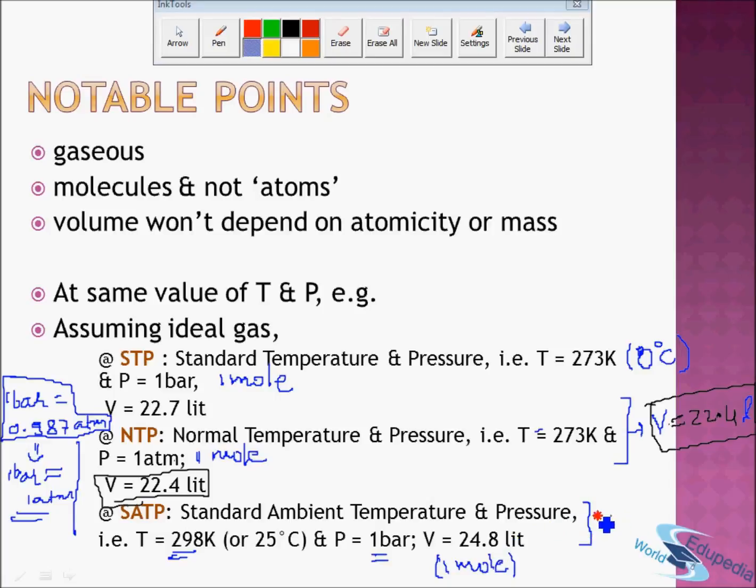We'll study how to make these volume calculations in states of matter. For now, you just remember volumes at STP and NTP, and you have to remember the meaning of STP, NTP and SATP. There are other standard temperatures and pressures used in civil aviation and aeronautics, but we don't have to go into them, and you needn't remember them. But you have to remember these three. Now we know that once I fix temperature and pressure, a given number of moles of any gas will occupy the same volume.